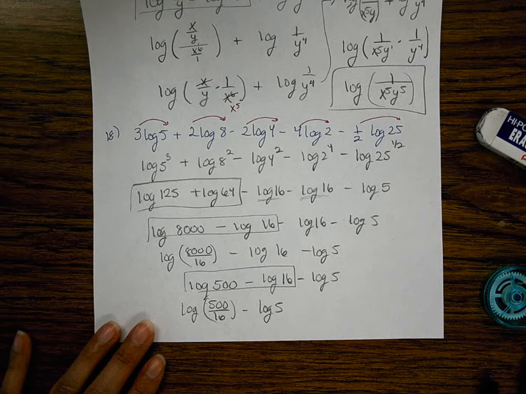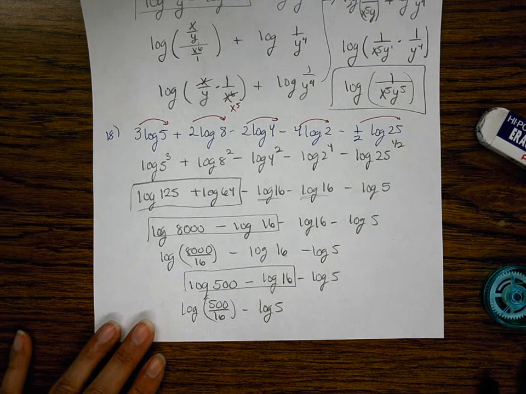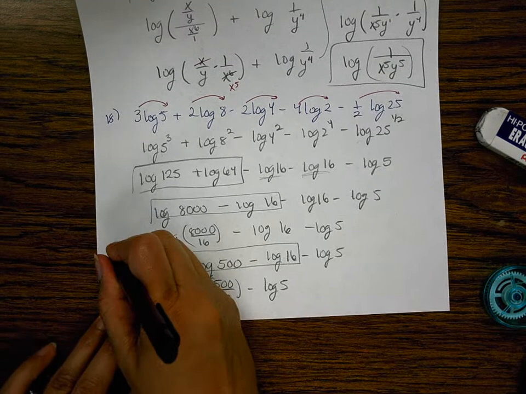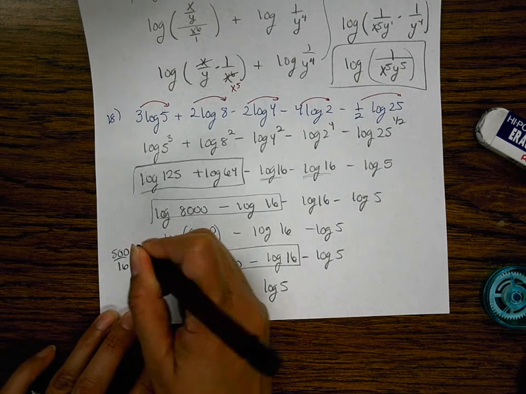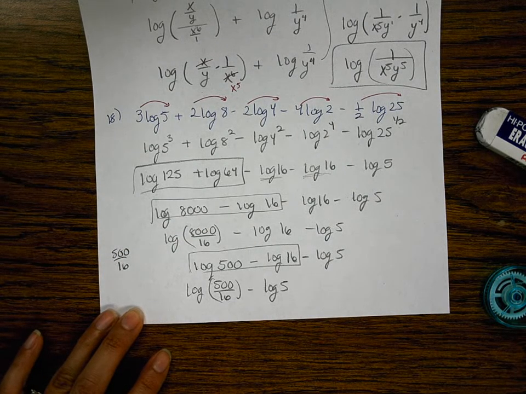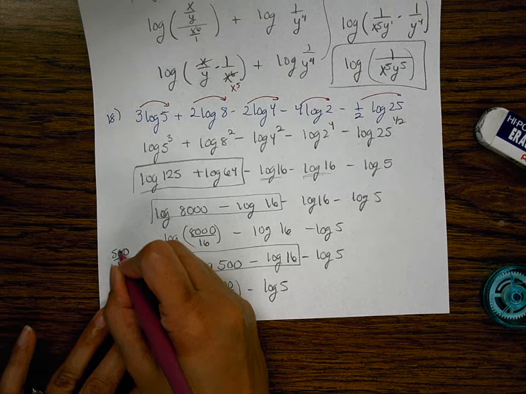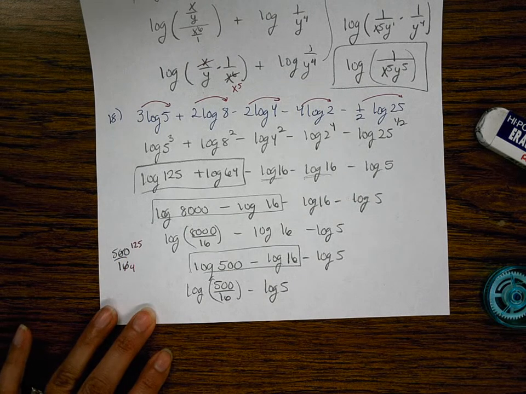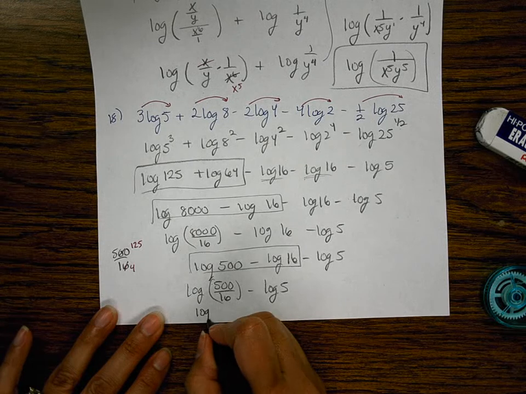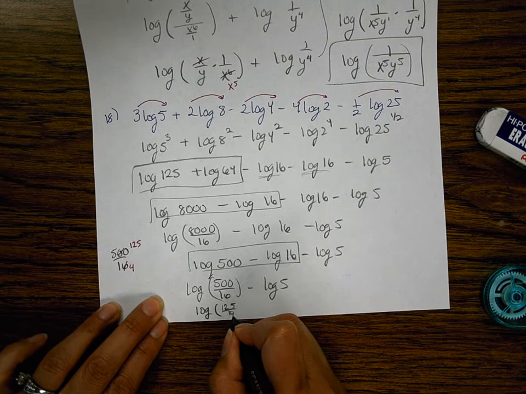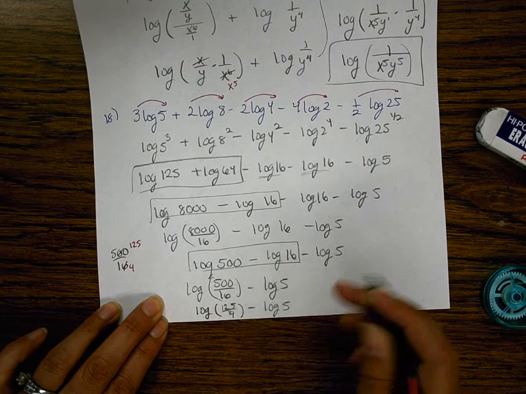On a multiple choice question, if you wrote it as a decimal and their answer is a fraction, just compare that your decimal and their fractions are the same. Okay, so how do we do this? I am going to reduce 500 over 16. I'll do that over here. I'm going to divide top and bottom by 4. 16 becomes 4, 500 becomes 125. That's dividing top and bottom by 4. So I get log of 125 over 4 minus log of 5.